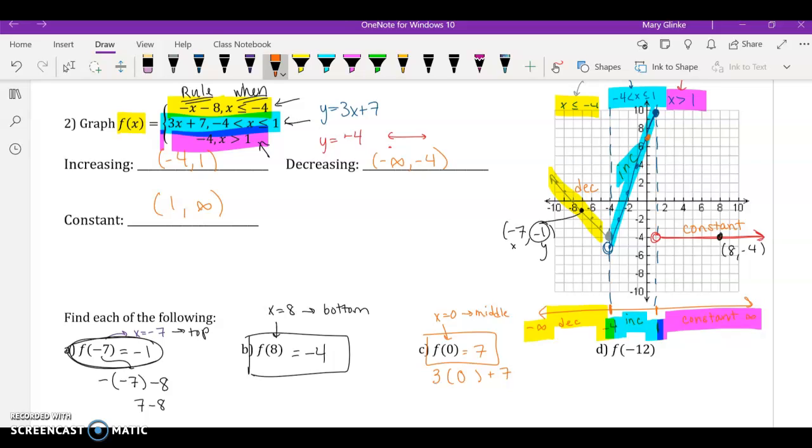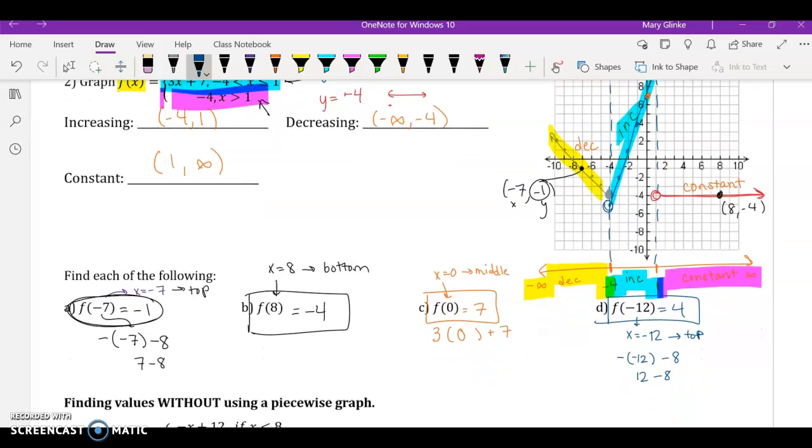Okay, let's try one more here, f of negative 12. This one is saying here x is negative 12. So think about, is it the top, the bottom, or the middle one that it works for? Since negative 12 is less than negative 4, this is saying plug this into the top equation. So we're going to do negative x minus 8, and we're going to plug in negative 12. That becomes a positive 12 minus 8, or 4 in general. So these ones, again, figure out which rule you are plugging it into, and then plug it into that rule.